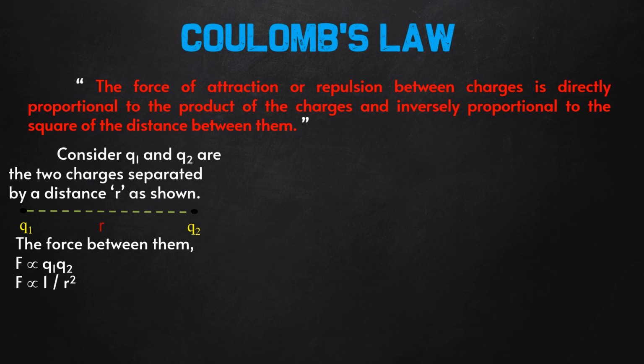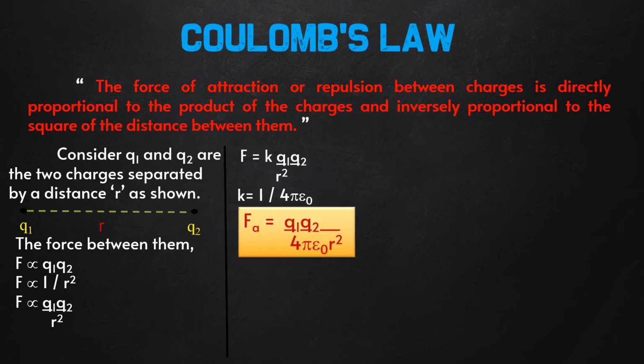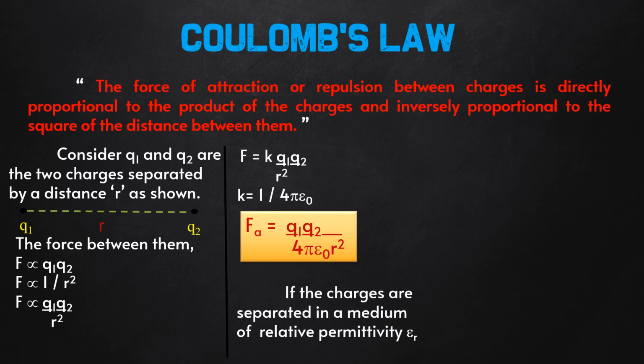Combining these two, we write the force of attraction or repulsion between the two charges as F is proportional to Q1 Q2 by r square. To remove the proportionality, we introduce a constant k, and the value of the constant k is 1 by 4 pi epsilon naught, and therefore F is equal to Q1 Q2 by 4 pi epsilon naught r square, where epsilon naught is called the permittivity of free space.